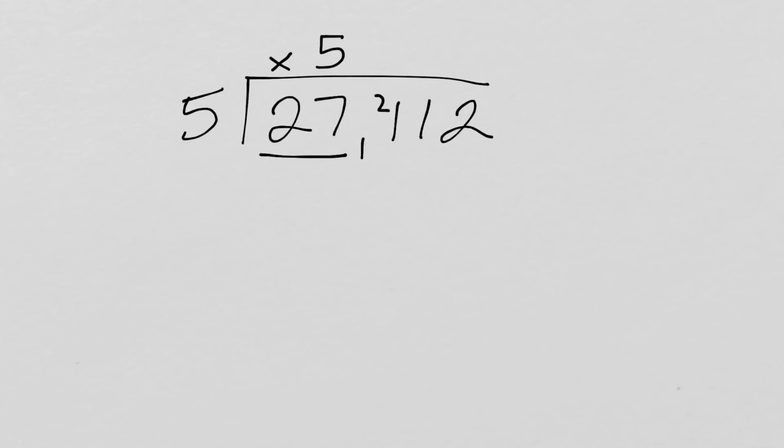5 into 21 goes 4 times, because 4 times 5 is 20, with 1 left over. That 1 gets written in front of the next number, making it 11. 5 into 11 goes 2 times, because 2 times 5 is 10. Again, 1 left over. And 5 into 12 goes 2 times, because 2 times 5 is 10, which has 2 left over. Nothing to write it in front of, so it's the remainder.